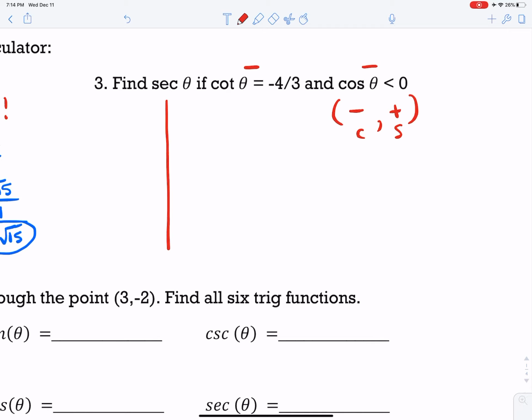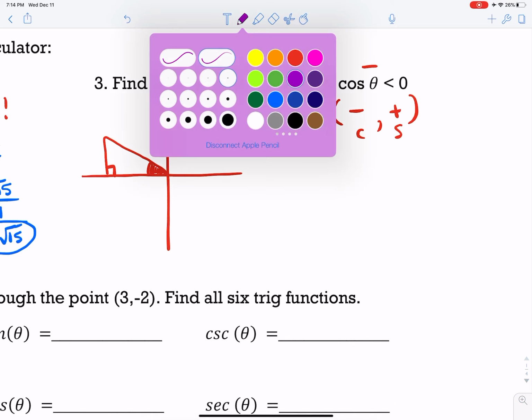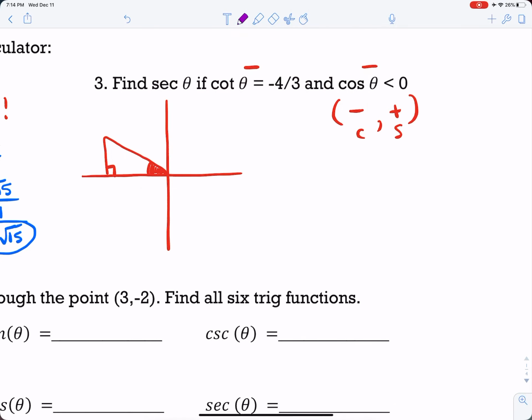So it's positive. And I'm doing my quadrant. And so it ends up in the second quadrant again. And here's my reference angle. And then now I need to figure out what is cotangent. Well, if cotangent is the opposite of tangent, which is O over A, then again, this is A over O. And so A is negative 4 and O is 3.